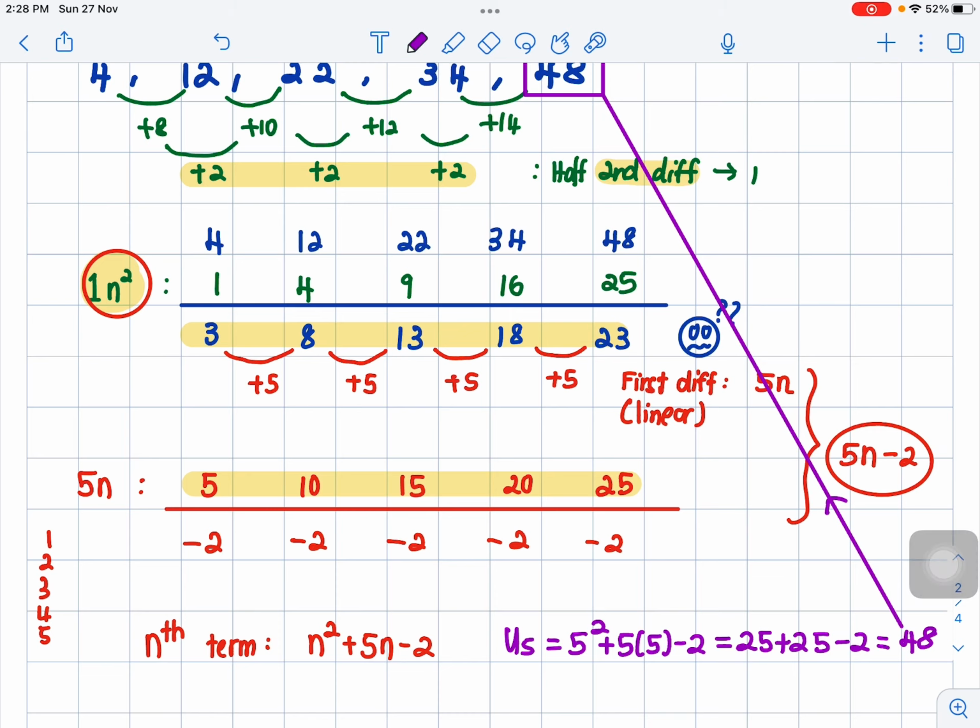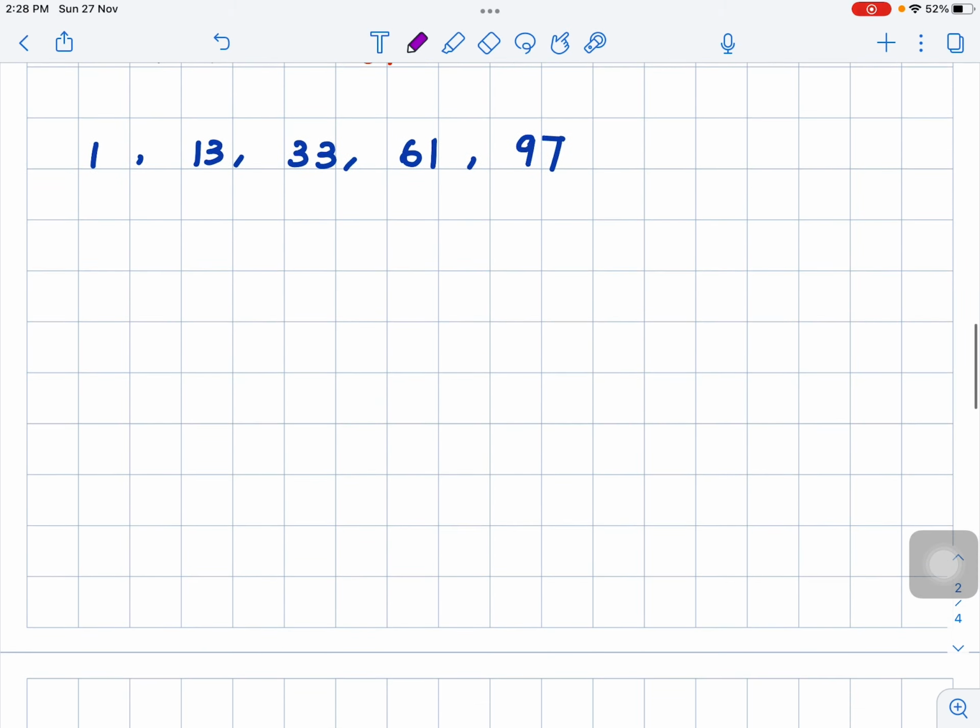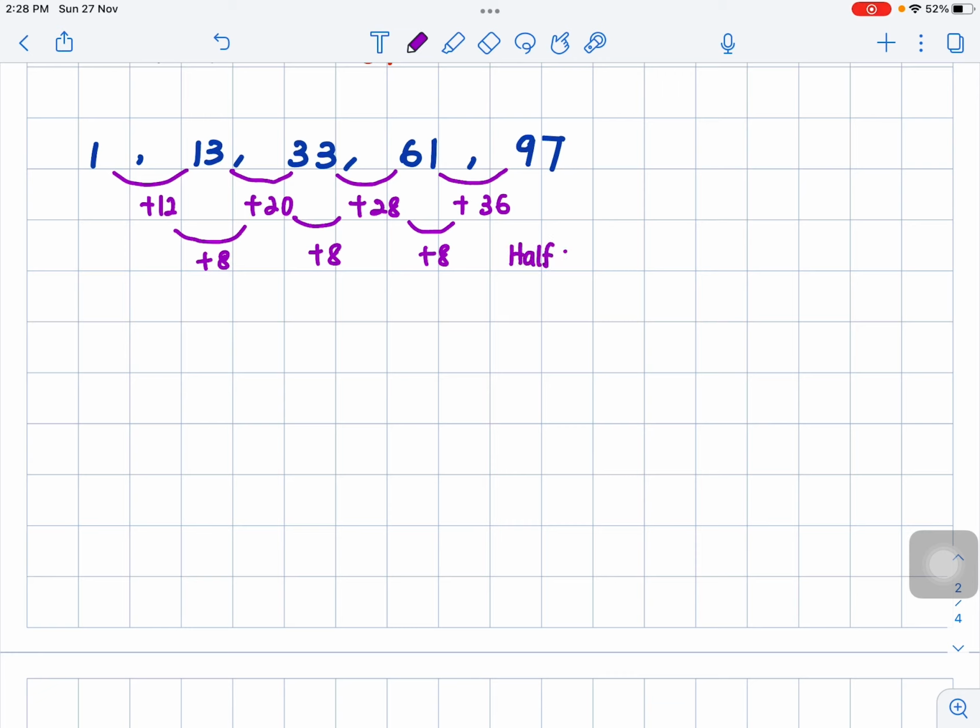Okay, let's try another one. Maybe at this point you can pause the video and do it on your own. Plus 12 plus 20 plus 28 36. I'll try for the second layer. 8, 8 and 8. The moment the second difference is the same, you have to half it. And what are we getting? We are getting 4 now. So you write 4n squared and create 4.